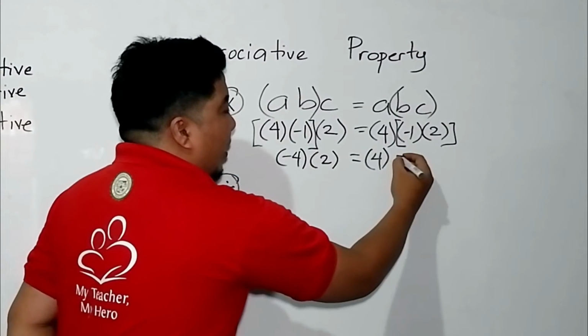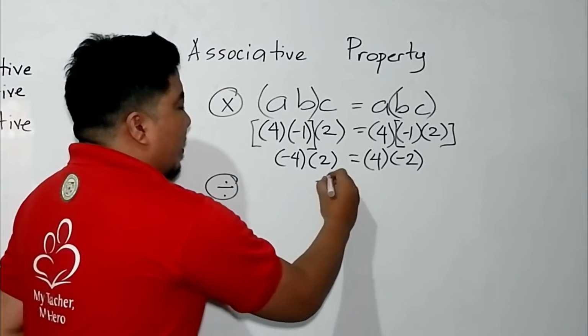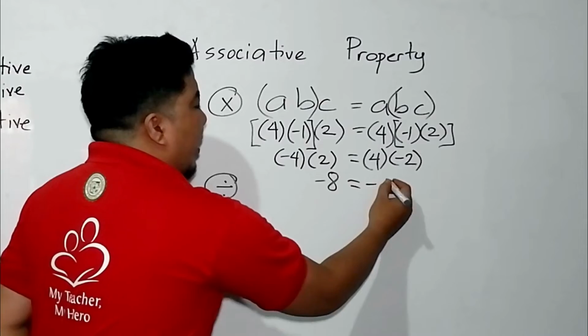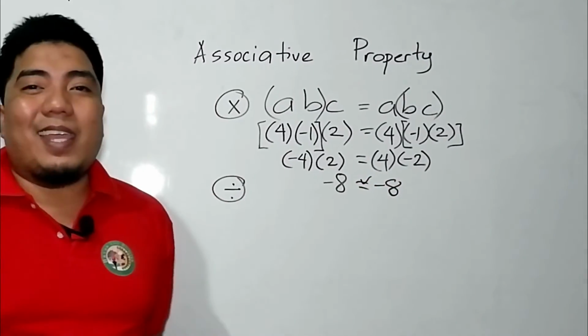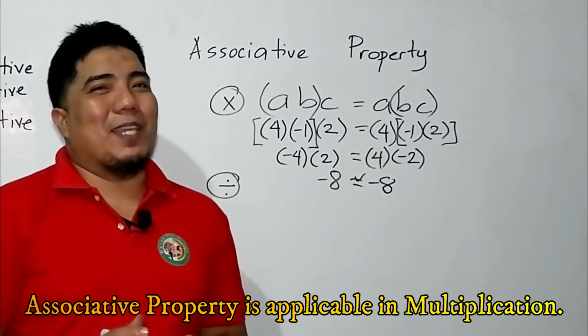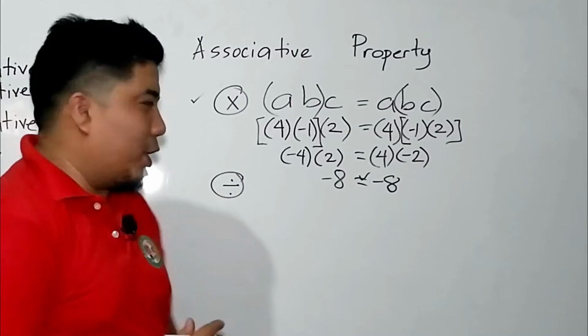Negative 1 times 2, that is negative 2. Okay, so negative 4 times 2, that is negative 8. 4 times negative 2, that is still negative 8. Therefore, we can say that the associative property can be applied here in multiplication. And that is correct. Now, let us go to division.